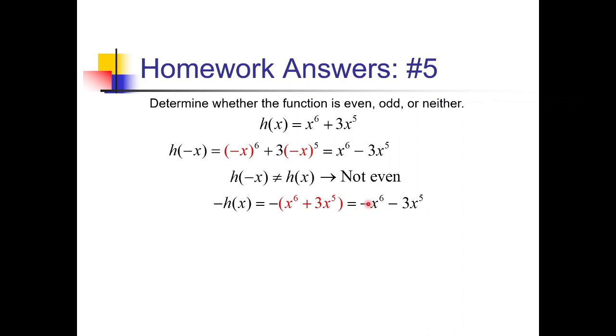Comparing that with h of -x, they're close but a little bit different. This x to the 6th is negative down here. Since -h of x and h of -x also do not equal each other, that proves that this is not odd. Now, if these two had equaled each other, we would have said it was odd. If these two had equaled each other, we would have said it's even. Since it's neither of these, we write neither.